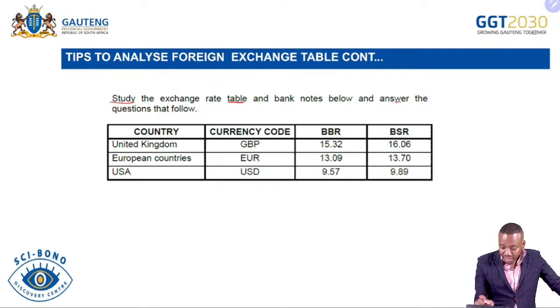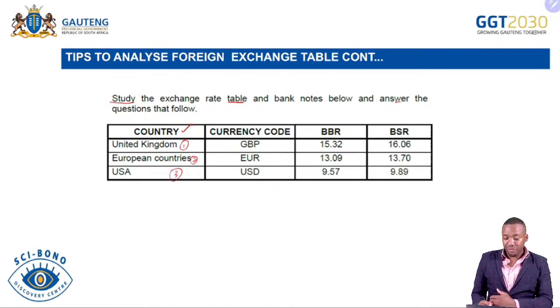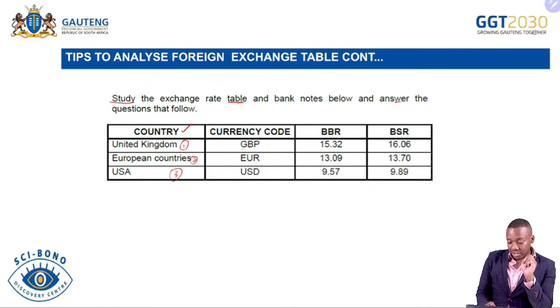Let me just try to analyze this table. Our table has 4 columns. The first column, what do we have? The countries, right? 1, United Kingdom. 2, European countries. 3, United States of America. Then the middle block, what do we have? The currency codes, 3 letter codes, right? I told you GBP means Great Britain, and the P means they use pounds. These are the countries in Europe. What do they use? They use euro, and then US dollars.